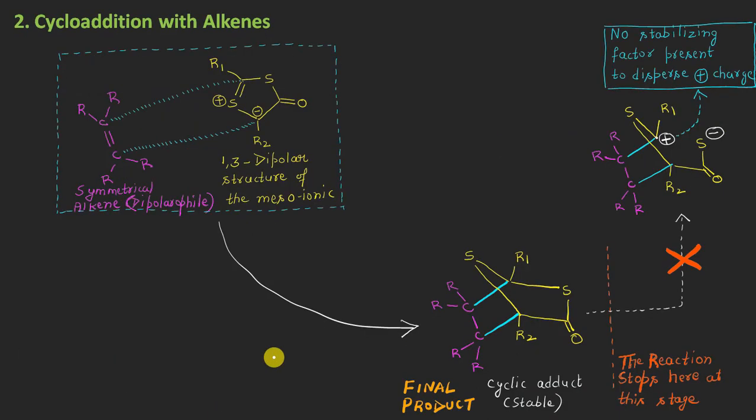The second reaction is, of course, with the alkene molecules. We are taking here a symmetrical alkene molecule which will be acting as the dipolarophile in this reaction. And here is the 1,3-dipolar structure of our mesoionic, which is our main reactant, because we are talking about the chemical properties, or let us say the chemical reactions of this 1,3-dithiolium 4-olate mesoionic, right? So in the same way, the interaction of this carbon atom having the negative end of the dipole will be with any of these carbon atoms, because it is a symmetrical type of alkene molecule.